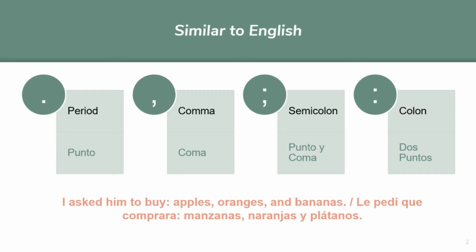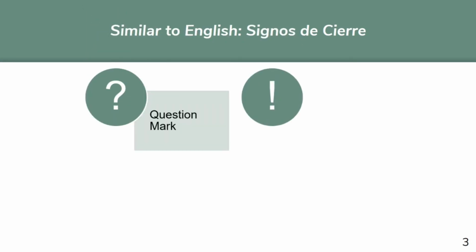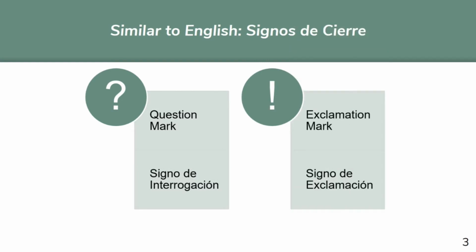All right, so let's talk about the signos de cierre. So these are pretty much the same thing as what you see in English. You have the question mark, the signo de interrogación, and the exclamation mark, or the signo de exclamación. So if you think about it, interrogación in English kind of sounds like you're interrogating someone, you're asking them questions. So it's the interrogation sign, signo de interrogación. And then an exclamation mark, exclamación, they sound very similar. That's the signo de exclamación.